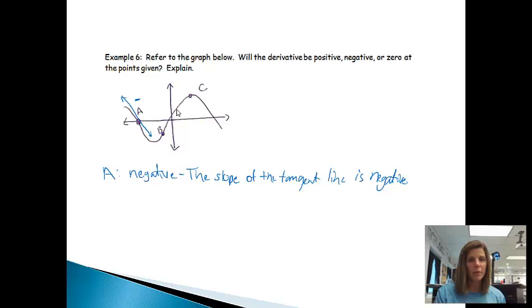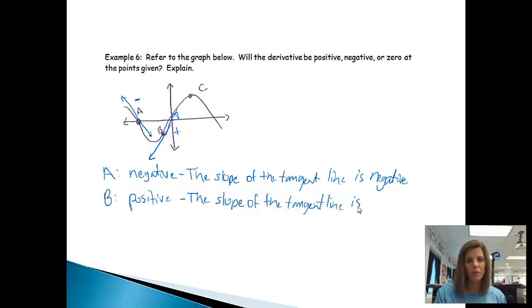You know at B, if I go ahead and draw the tangent line, whoops, I'm terrible on this pad thing. All right, so when I do that, you'll notice that if I'm following the slope of it, this is headed up and it has a positive slope. So at point B, the derivative, since it's just a slope, is positive. And the reason that it's positive is because the slope of the tangent line is positive.